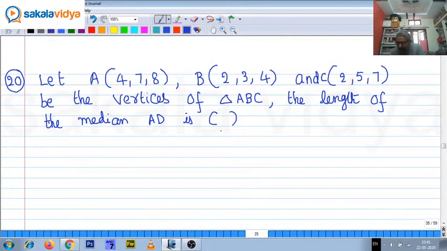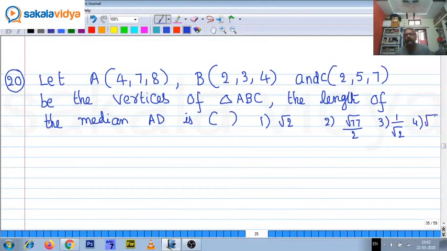Yes, it is positive, so it is internal. Negative means external. That's why I already told you in the initial classes itself. Right now, first option is root 2. Second option is root 77 upon 2. Third option is 1 by root 2. Fourth option is root 89 by 2.